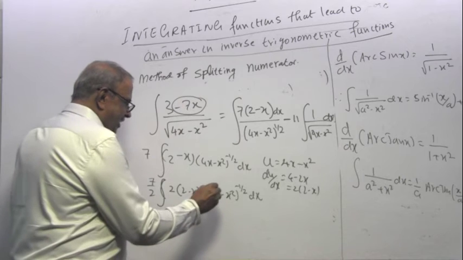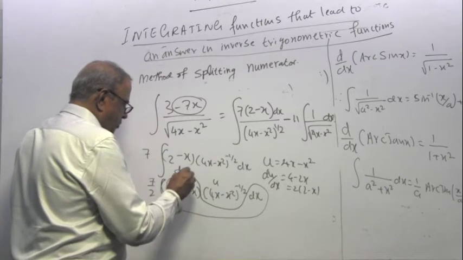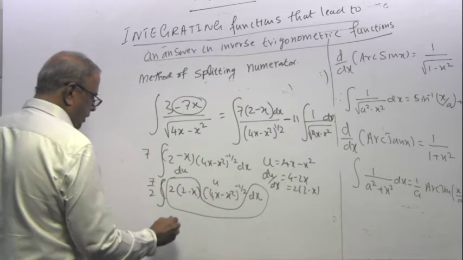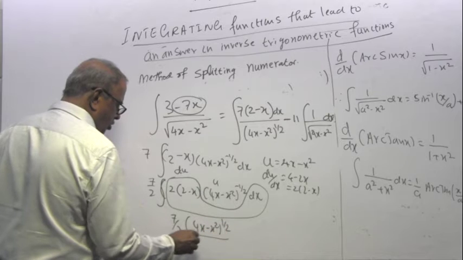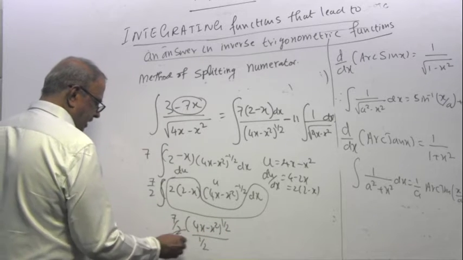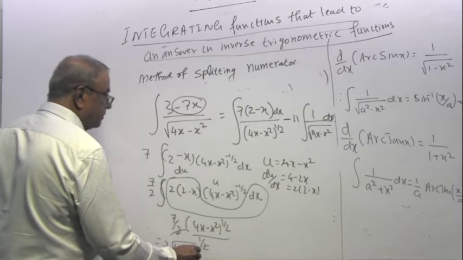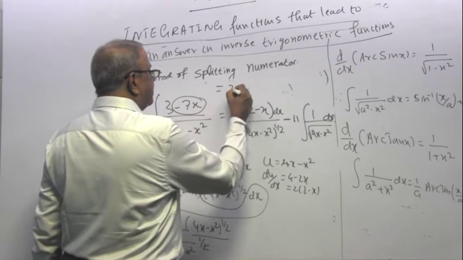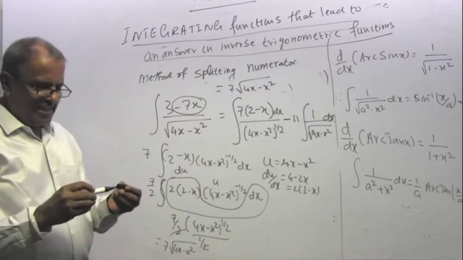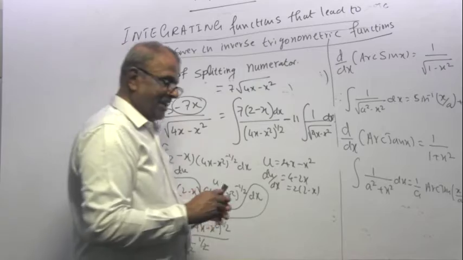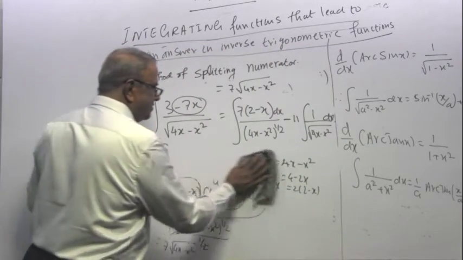So now if this was u, all this would become du. I'm using inspection. So u power minus half gives you u power half over half. So they cancel. So it is 7 root 4x minus x squared. So I'll write that, 7 root 4x minus x squared. See, integration is so challenging, at the same time so interesting. I love integration. And then let's look at the other one.